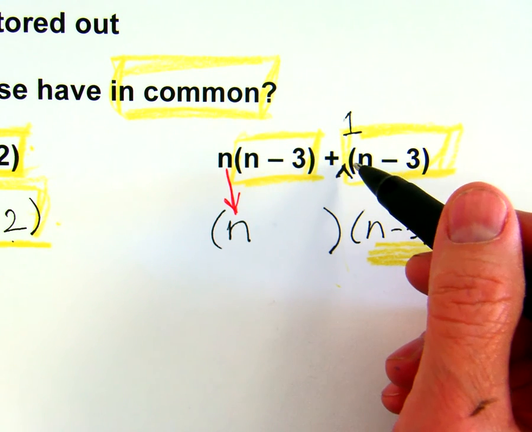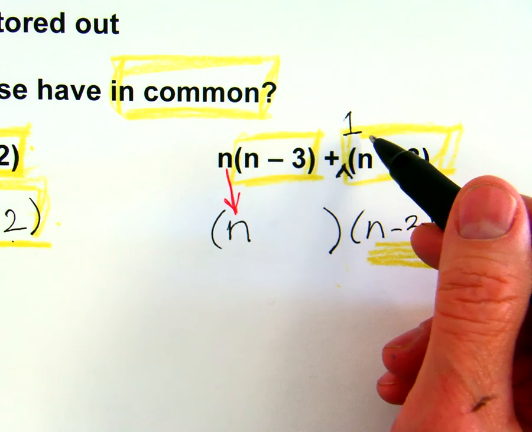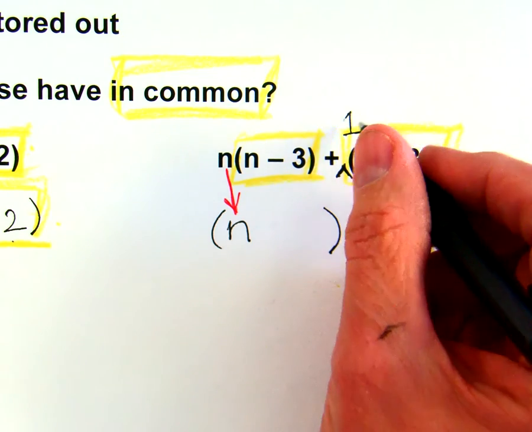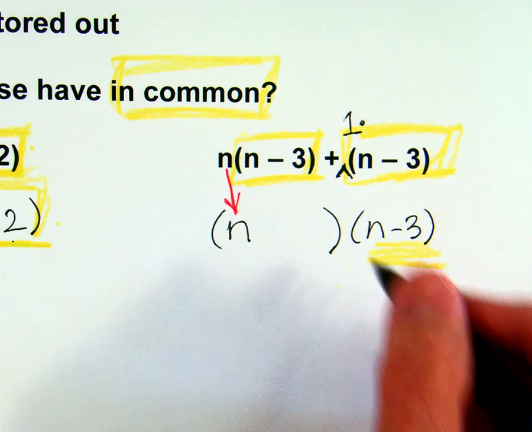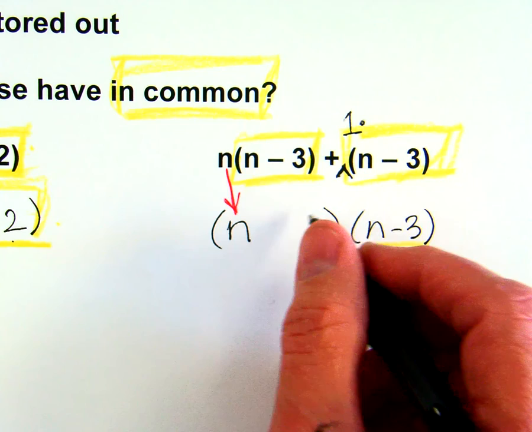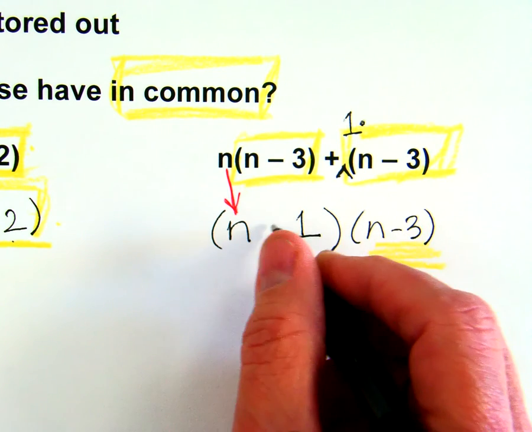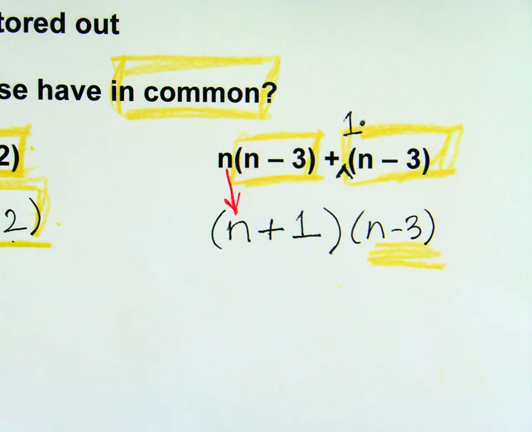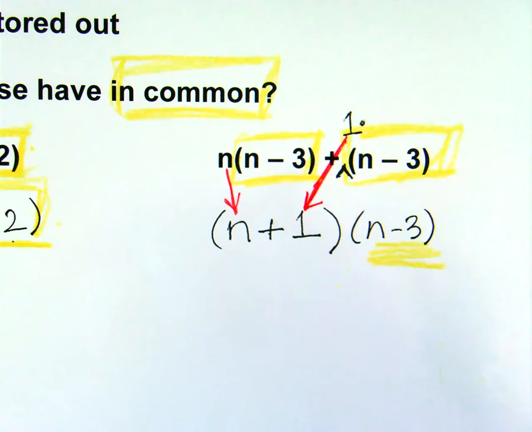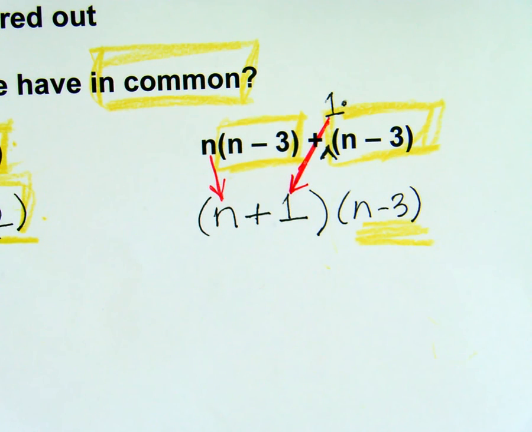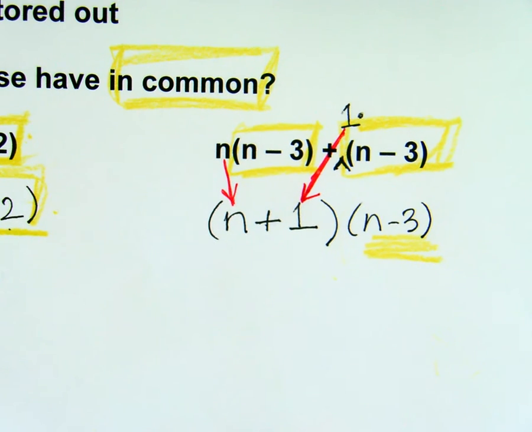And in multiplication, when you need something, 1 doesn't change it. 1 times n minus 3 is the same as n minus 3. So what remains here after it's taken out is the factor 1. And it's plus. So that can be written like this. Okay. This is factored. They are both factored.